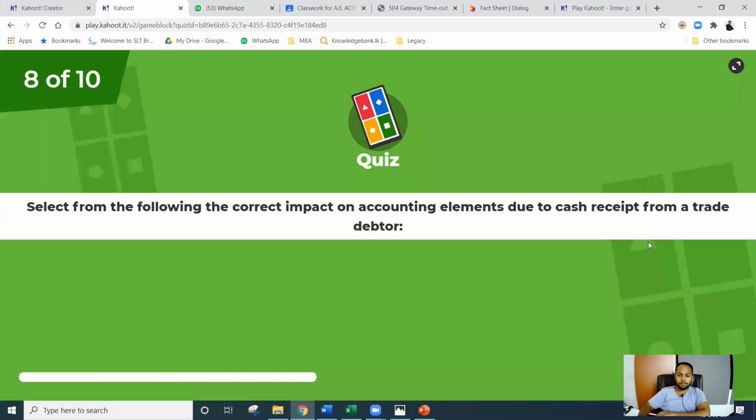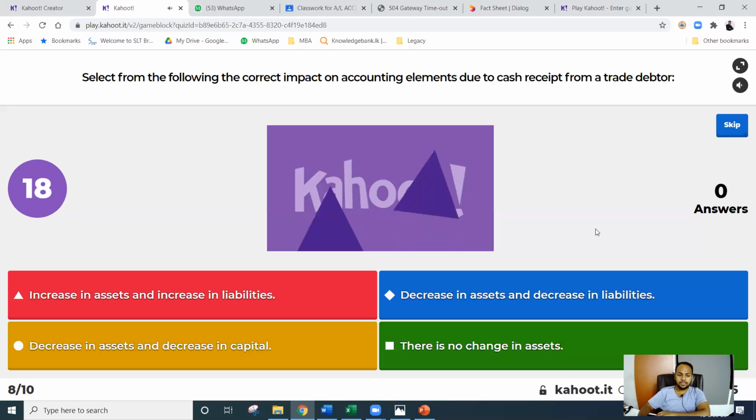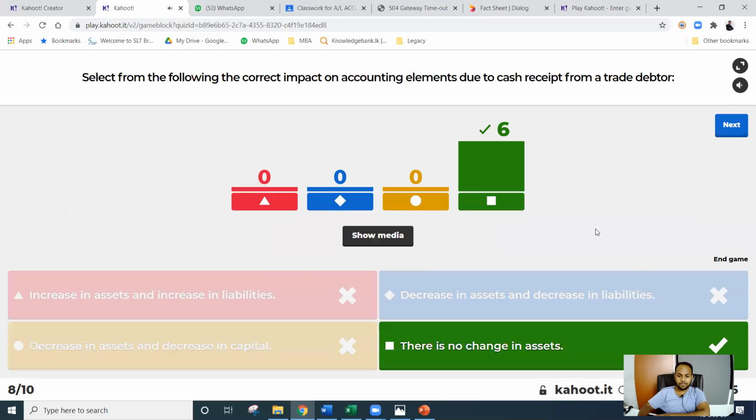Select from the following the correct impact on accounting elements due to cash received from trade debtors. Receiving cash from debtors, what's the impact? There's no change in assets. When you receive cash from the debtors, cash increases, debtors decrease. So no impact.